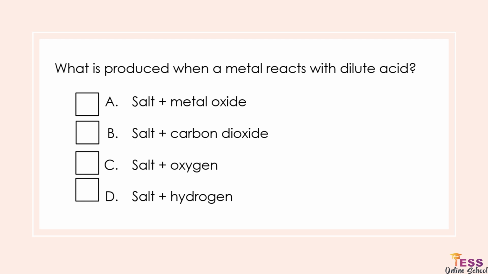Let's put our knowledge about the reactions of water and acids to the test and attempt this multiple choice question. Have a go at this independently by pausing the video and return to the video to make your corrections. What is produced when a metal reacts with a dilute acid? Is it A, salt and metal oxide, B, salt and carbon dioxide, C, salt and oxygen, or D, salt and hydrogen? The answer is D, salt and hydrogen. This is always the product when a metal reacts with a dilute acid.